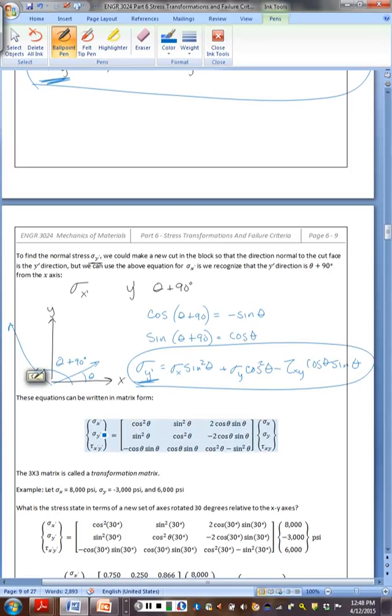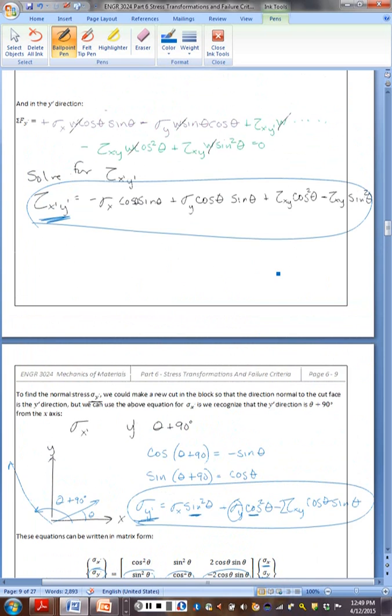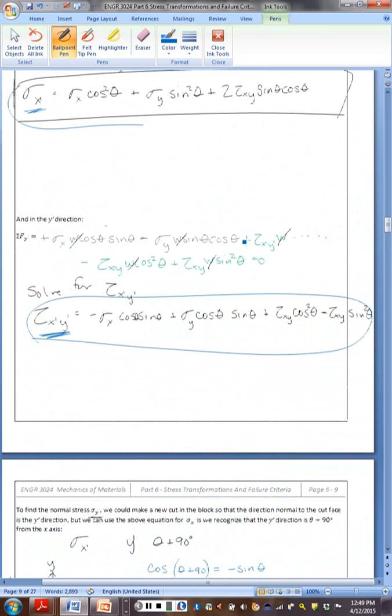So if we, for example, look at our sigma y prime, we have sine squared times our sigma x term. We have cosine squared times our sigma y term, and we've lost a 2. We have minus 2 cosine sine times our shear stress term. This is our transformation matrix.